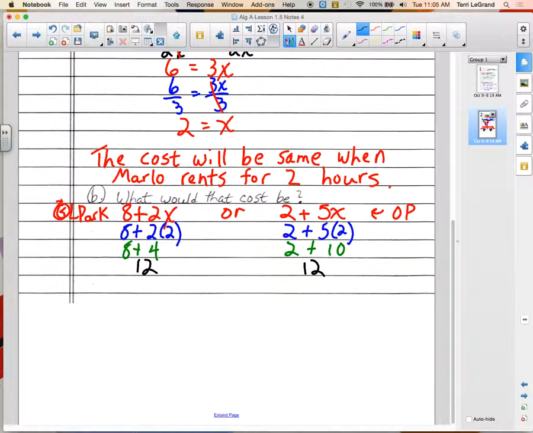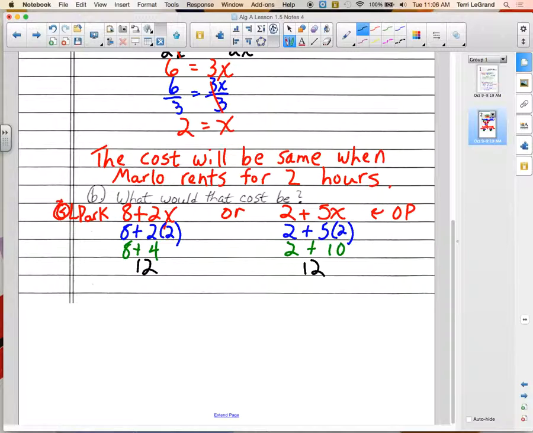Okay, so let's write another sentence. What did you find out? Anything? There's infinitely many solutions. No, I don't think so. Not for when they'll be the same. Cody? The cost of both parks is $12.